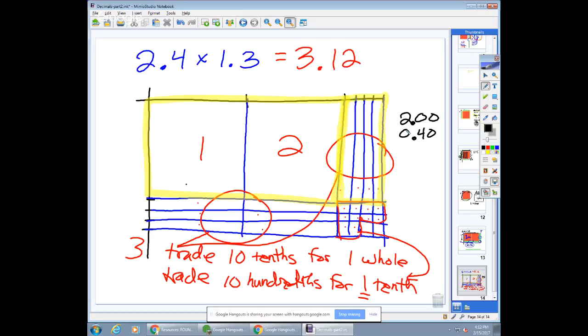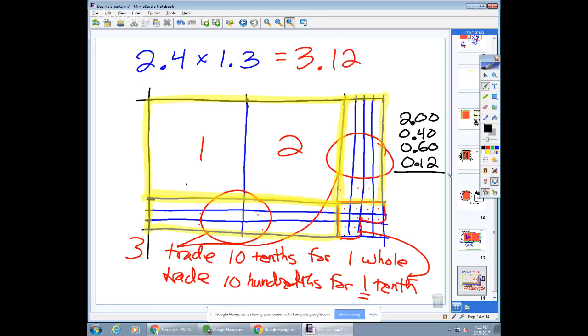Okay, guess where we're going next? Down here. What do we see there? 1, 2, 3, 4, 5, 6 tenths or 60 hundredths. And then finally, this last region in the corner is 12 hundredths, pretty obviously, which I would write as 12 hundredths. And then we can stack it and add up.